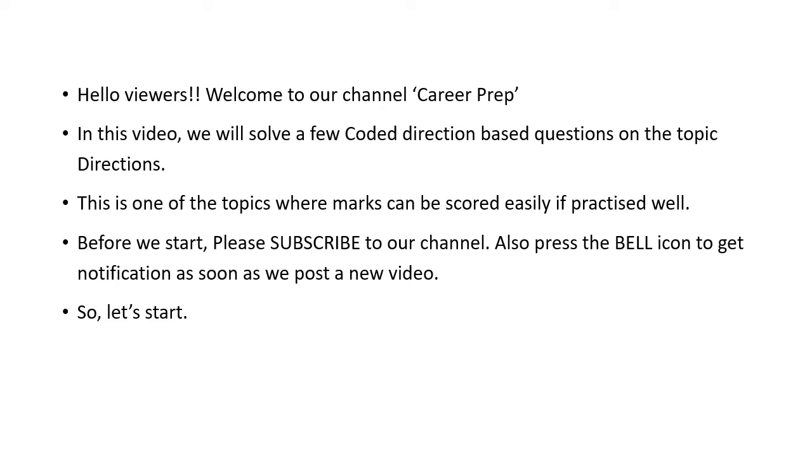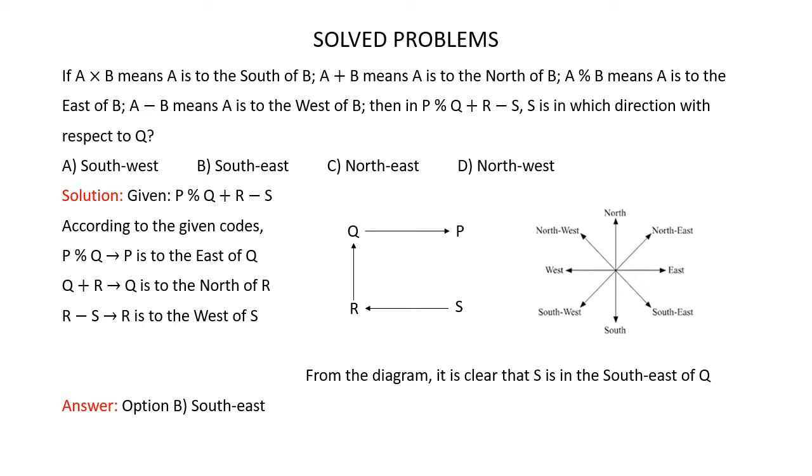So let's start. If A multiplied by B means A is to the south of B, A plus B means A is to the north of B, A% B means A is to the east of B, A minus B means A is to the west of B, then in P% Q plus R minus S, S is in which direction with respect to Q? You are given 4 options here and you have to find out which of these options is the correct one.